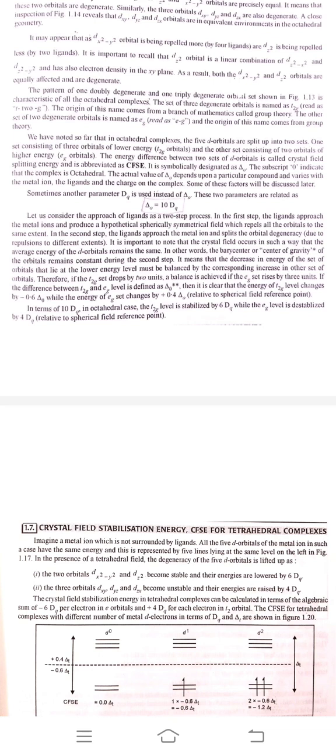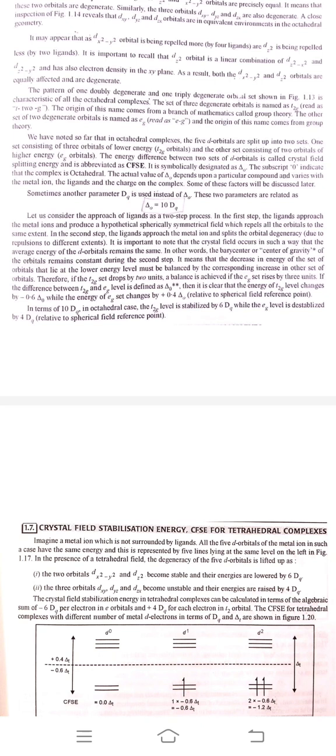The energy difference between the two sets of d orbitals is called crystal field splitting energy and is abbreviated as CFSE. It is symbolically designated as delta naught. The subscript naught indicates that the complex is octahedral.